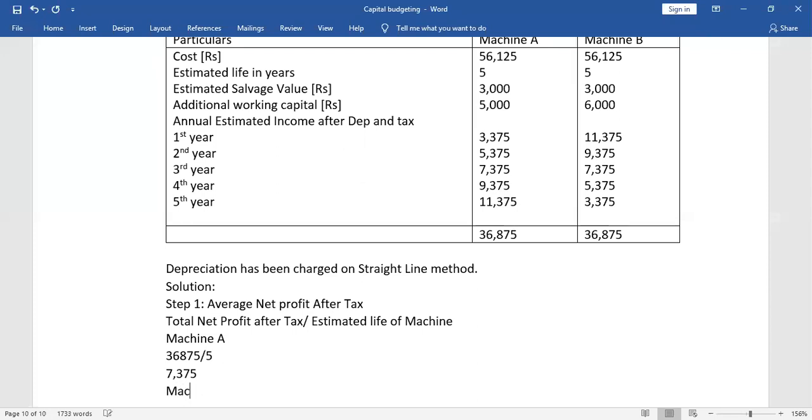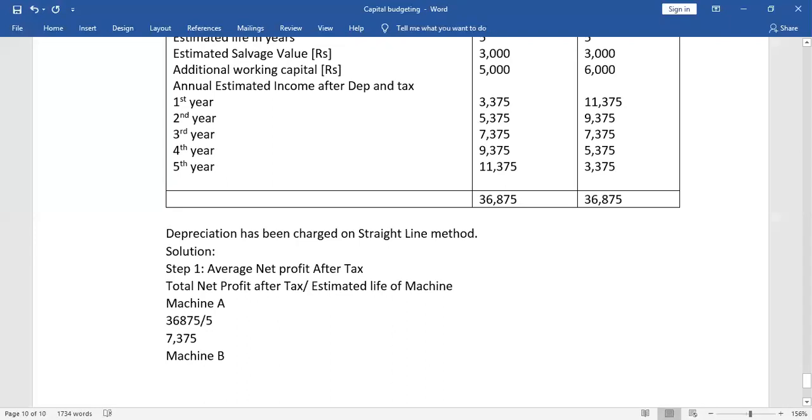Now we have to find out for machine B. For machine B also, the total profit after tax remains the same. Estimated life also remains the same. So the answer will also be the same, correct?